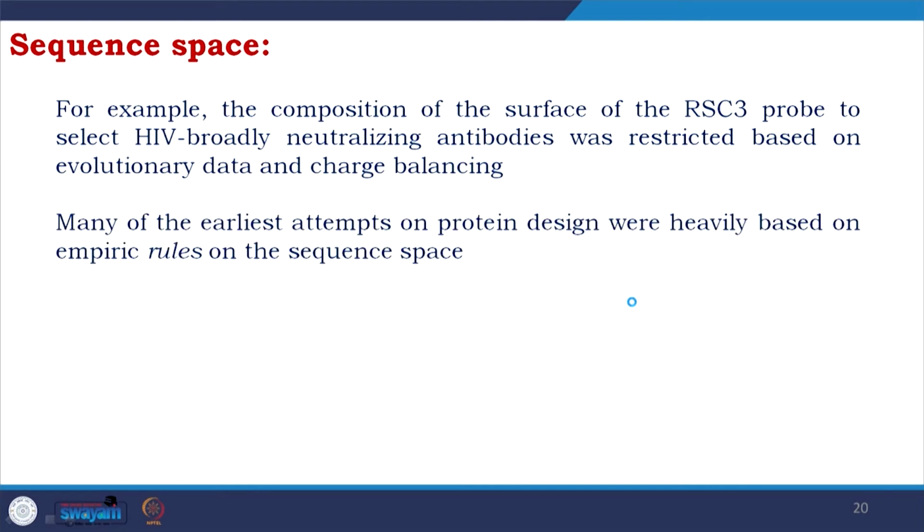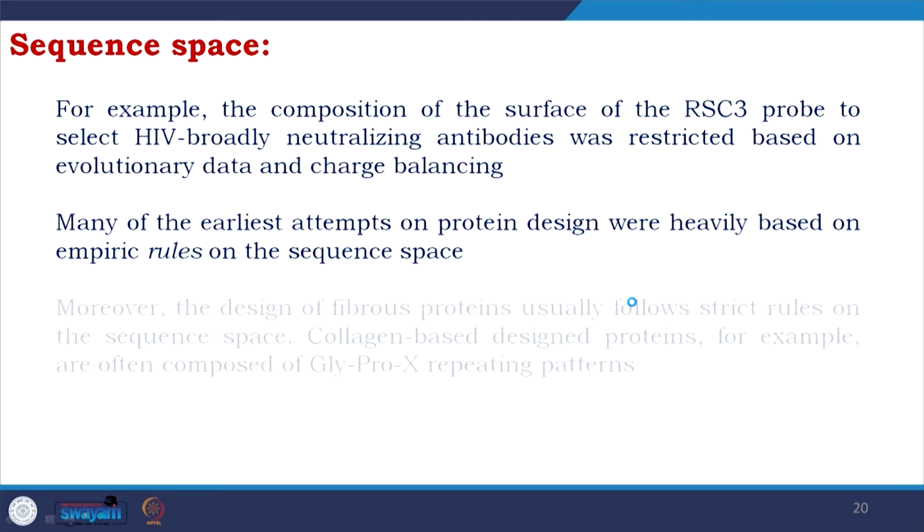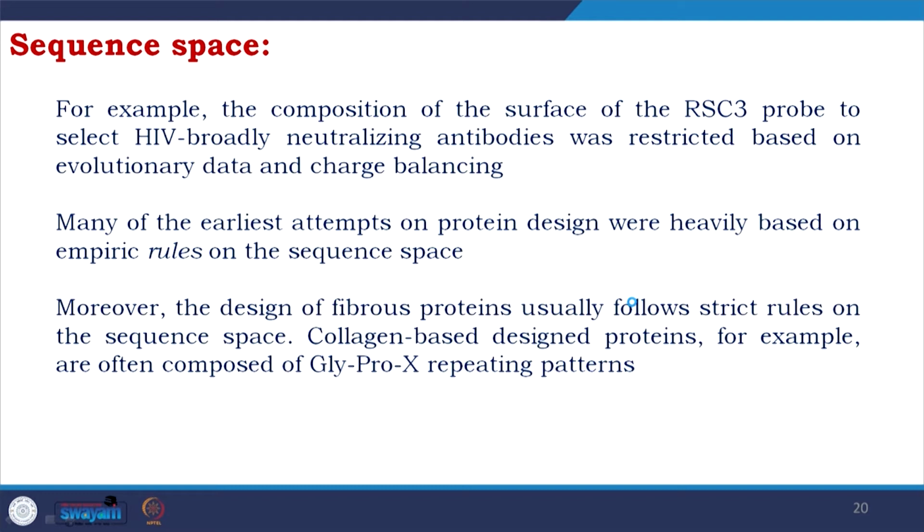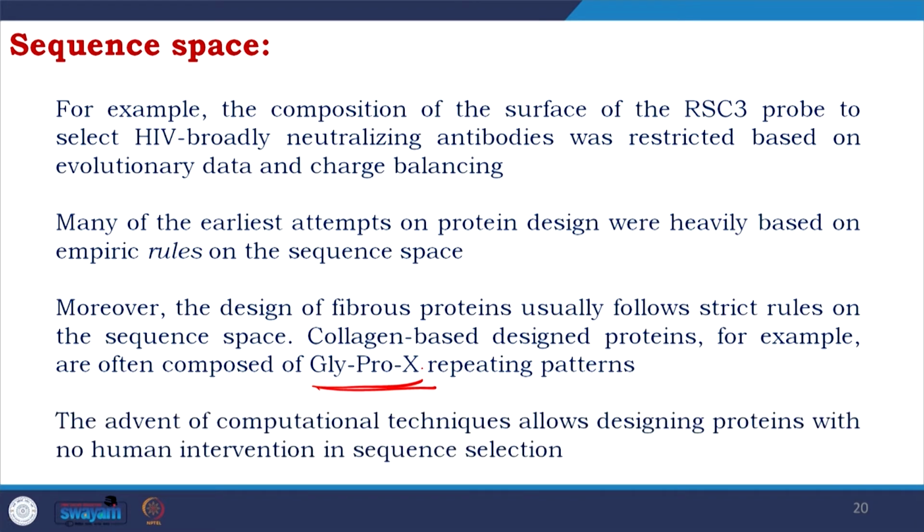Many of the earliest attempts on protein design were heavily based on empiric rules on the sequence space. Moreover, the design of fibrous protein usually follow strict rules on the sequence space. Collagen based design proteins, for example, often have the repeating pattern of Gly-Pro-X, which we see in the collagen fiber. The advent of computational techniques allow designing proteins with no human intervention in sequence selection. The whole sequence selection is done by automated computation.